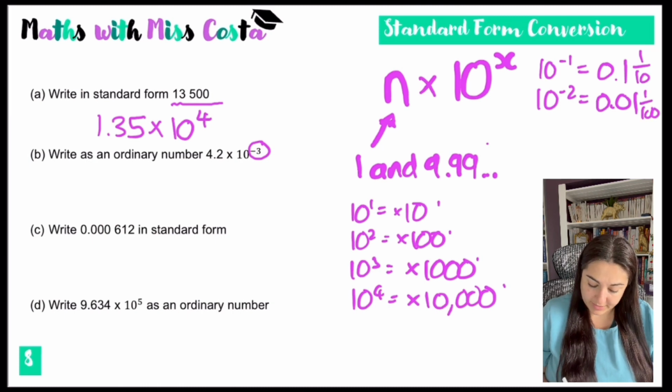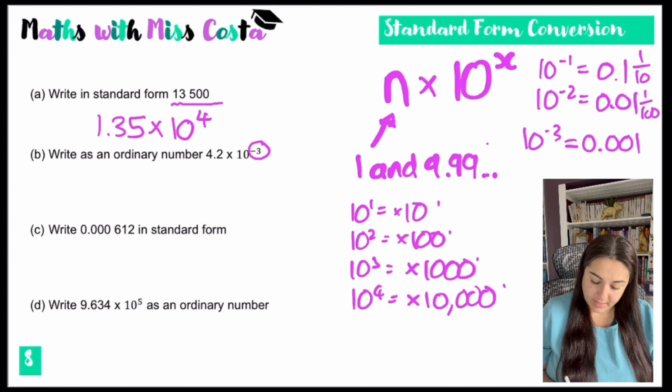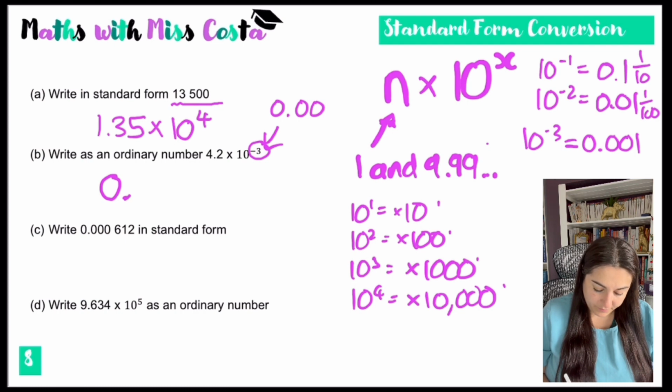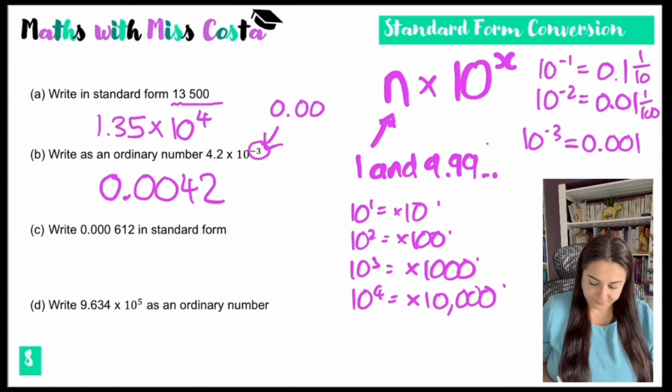So 4.2 times by 10 to the power of minus 3 would be 4.2 times by 0.001. So the quick way of doing this would be to just say, okay, it's to the power of minus 3. So that means I'm going to have 3 zeros before I start writing my number. So 1, 2, 3, and then you write your number. That's how you'd write that in as an ordinary number.